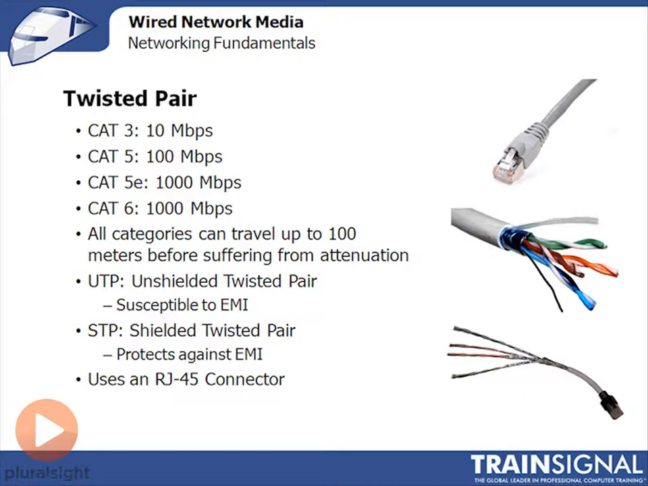Now, regardless of the speed that the data can travel, all of the different cables can have data travel up to 100 meters before suffering from something called attenuation, which is basically a degradation of the signal, because the signal as it's traveling across that cable eventually is going to fade away.